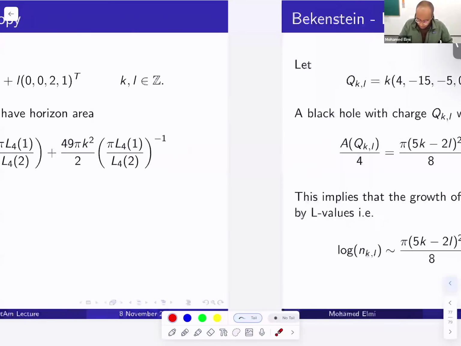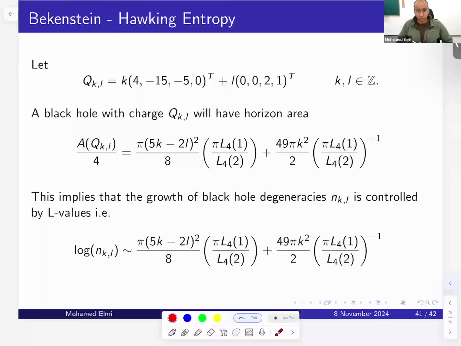And well, that's interesting because the horizon area of a black hole is a measure of entropy. So there should be some kind of microstate counting associated with this black hole, and that should know about these critical L values. And then you ask, well, why do these microstates know about these modular forms? Is there something deeper going on? And that's an open question. I encourage students to investigate, and I think that's my talk.